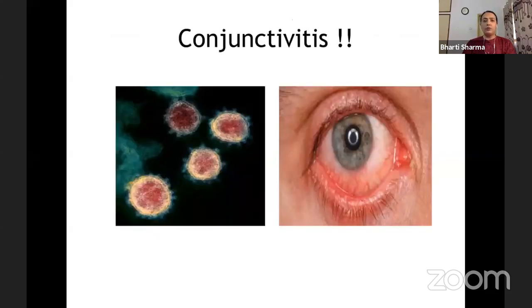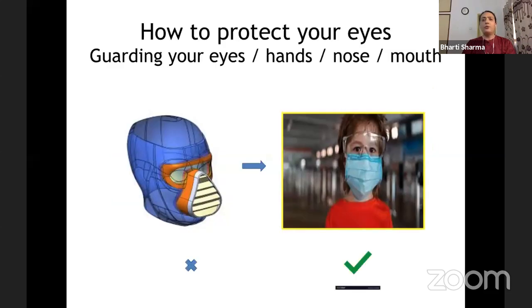So what can we do? What does it cause? So these are the coronavirus particles. It causes conjunctivitis, that is, the eyes appear red. Now, it doesn't mean that everybody who has red eyes has coronavirus. No, but a lot of reports are there that coronavirus can enter through the eyes. So as we are very careful about our hands and the nose, we have to be careful about the eyes also.